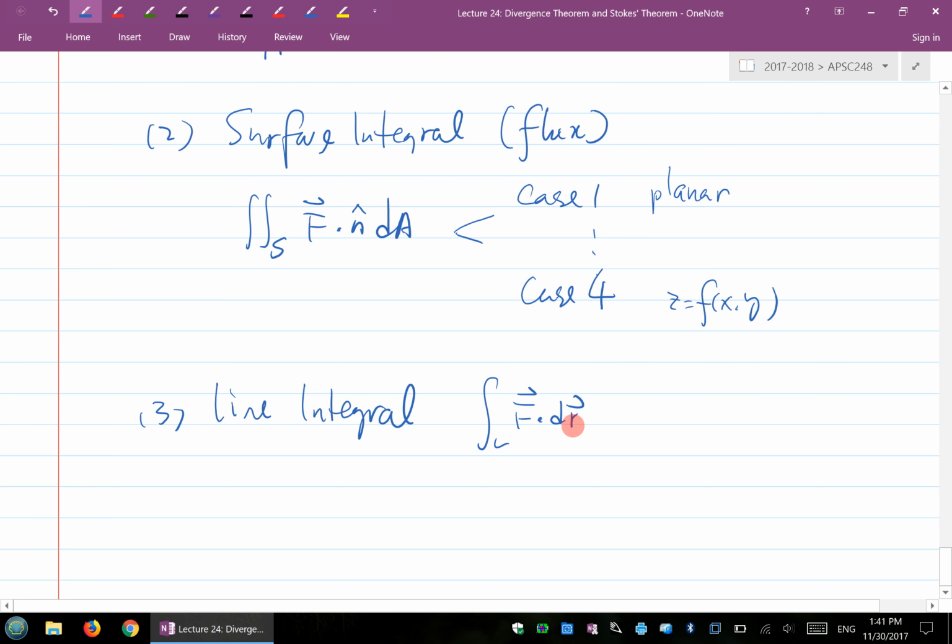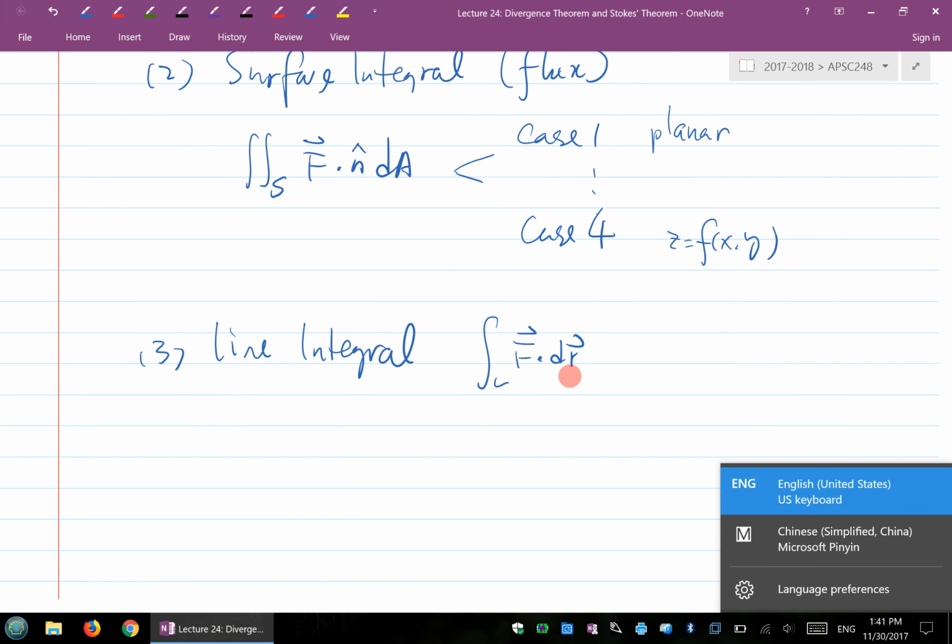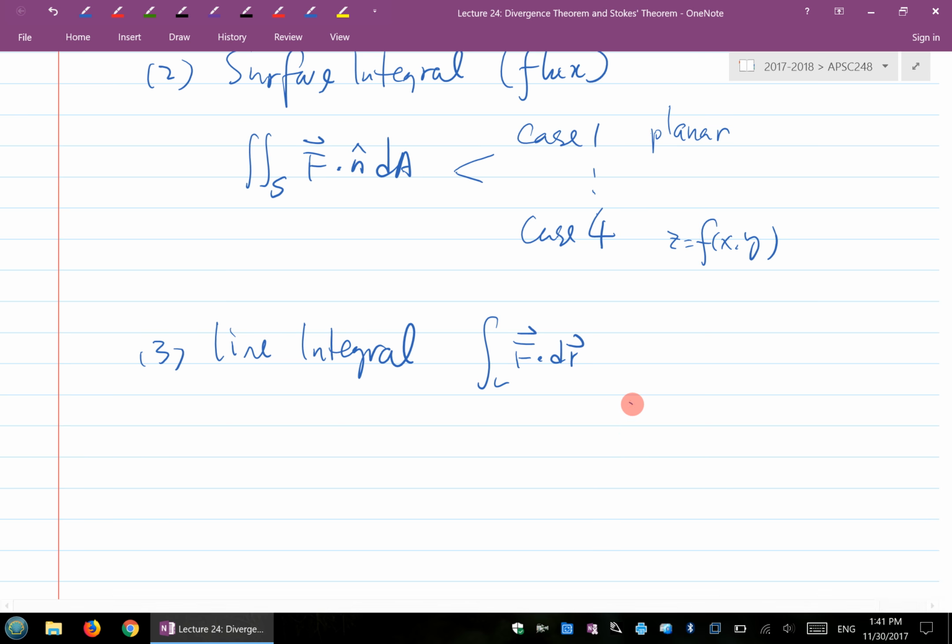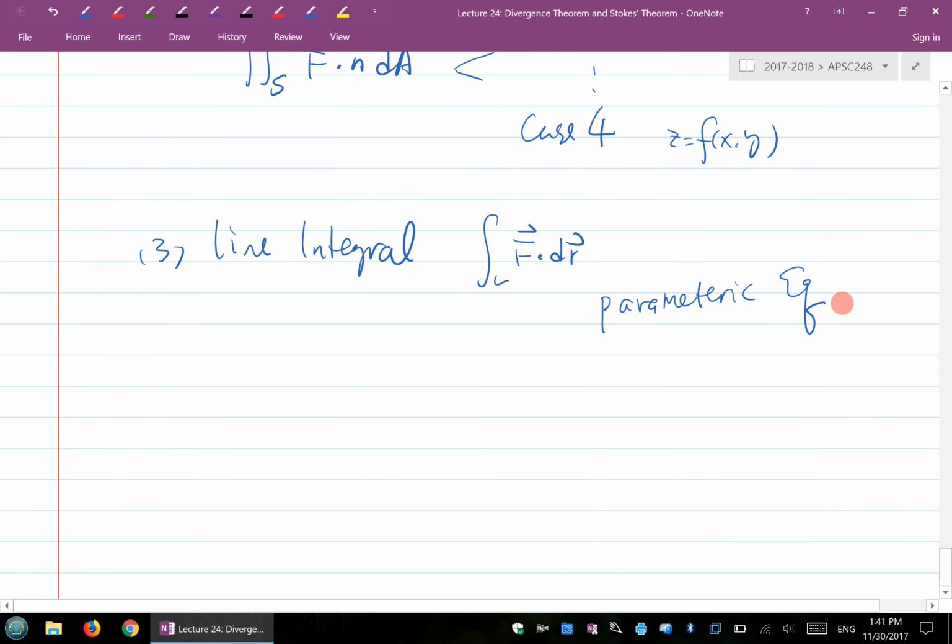For the line integral, or we call it circulation around the curve, you need the parametric equation. So that's before the midterm. What's the parametric equation? And how do we simplify everything at the end into just a function of that parameter t? So, three types of integrals.